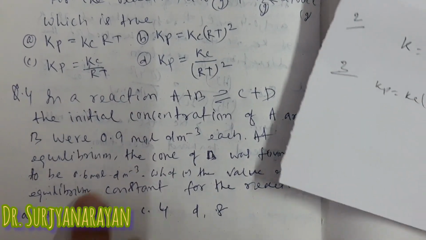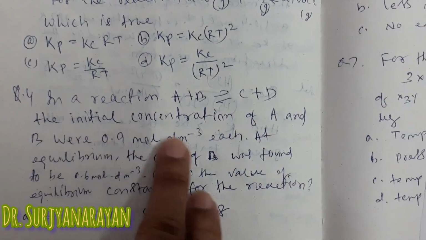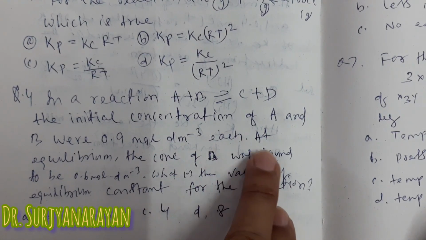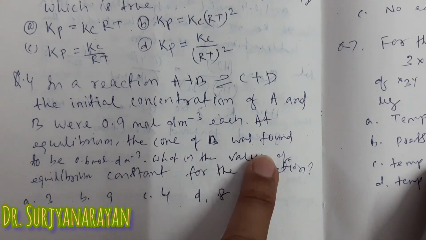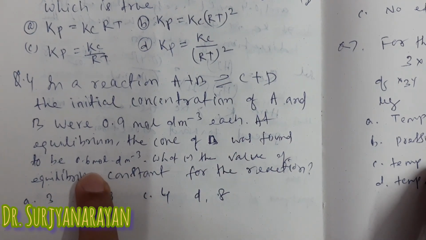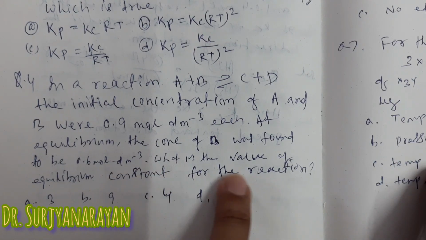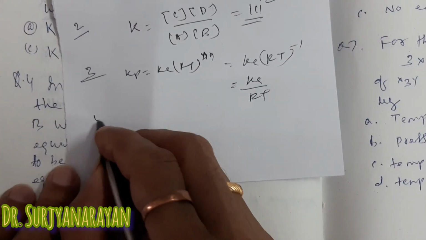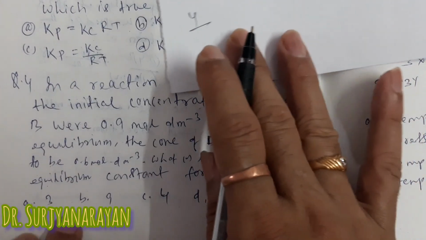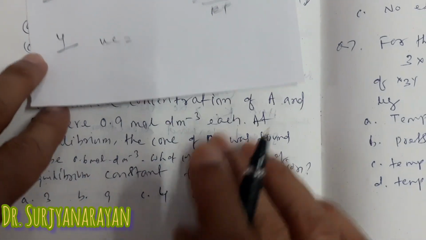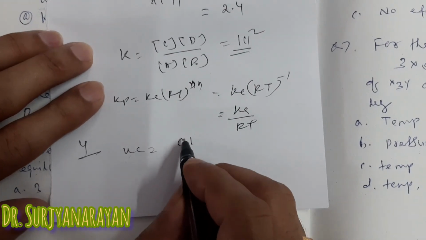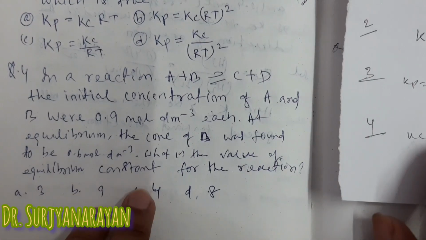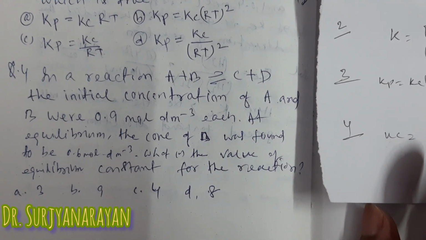Next, in a reaction A plus B giving C plus D, the initial concentrations of A and B are 0.9 mole dm⁻³. At equilibrium, the concentration of B was found to be 0.6 mole dm⁻³. What is the value of the equilibrium constant for the reaction? So question number 4, you see your Kc is equal to the concentration of C and D by the concentration of A and B.